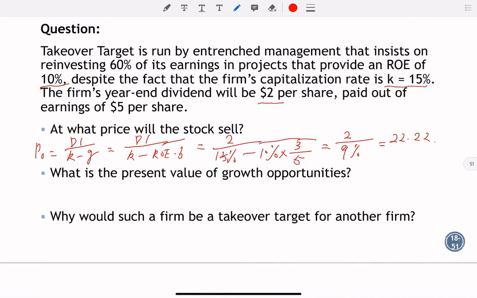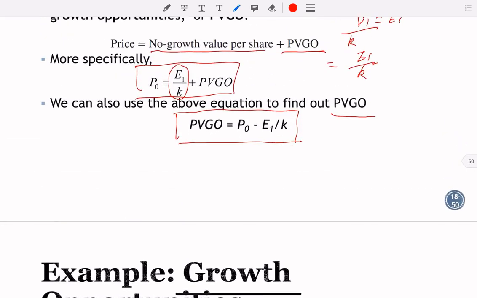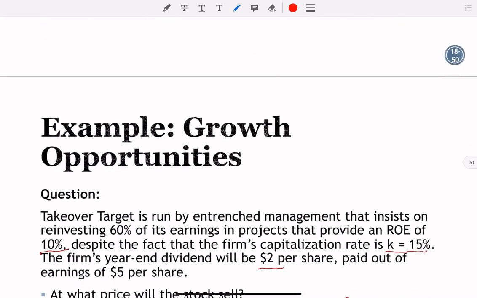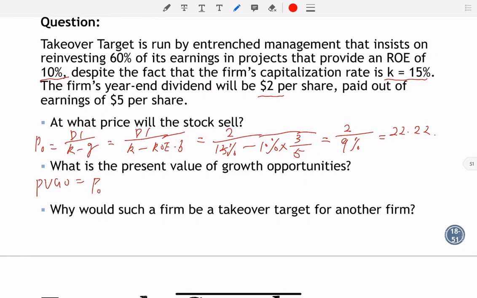Okay, let's see the second question. What is the present value of growth opportunities? So this one asks about PVGO, right? We know PVGO equals the firm's intrinsic value minus the no growth value. P0 is given by 22.22. Now let's see what the no growth value is.